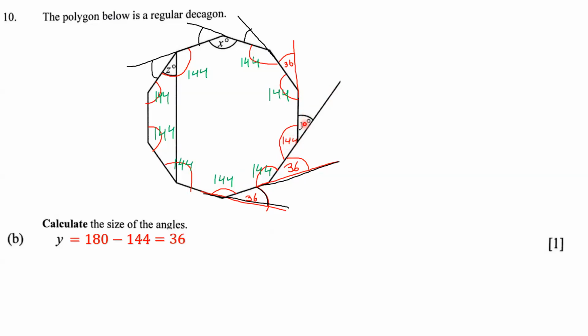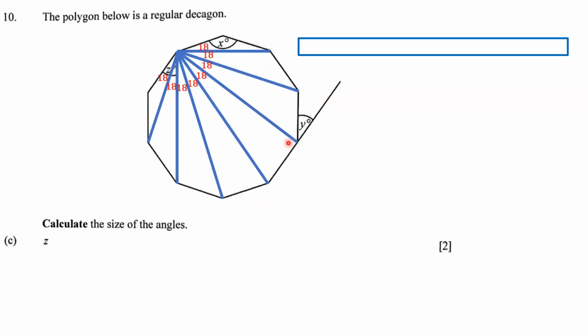That means 144 plus Y is equal to 180 degrees. In order to figure out the value of Y, we subtract 144 from 180 to get 36. So 36 is the exterior angle. The exterior angle is 36 and the interior angle is 144 for this decagon. Okay, let's move on to the next question.